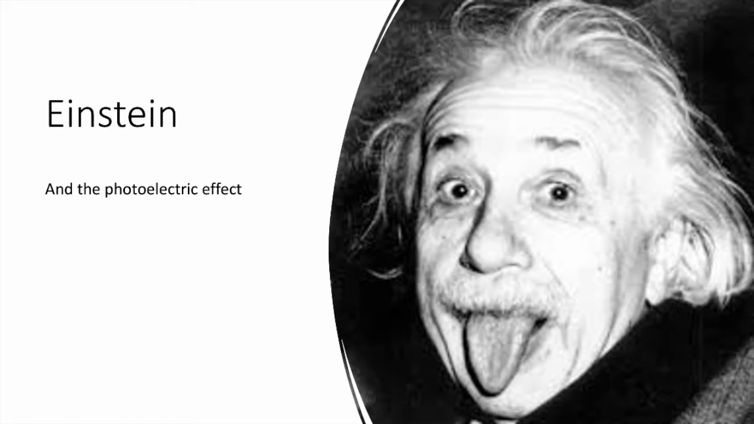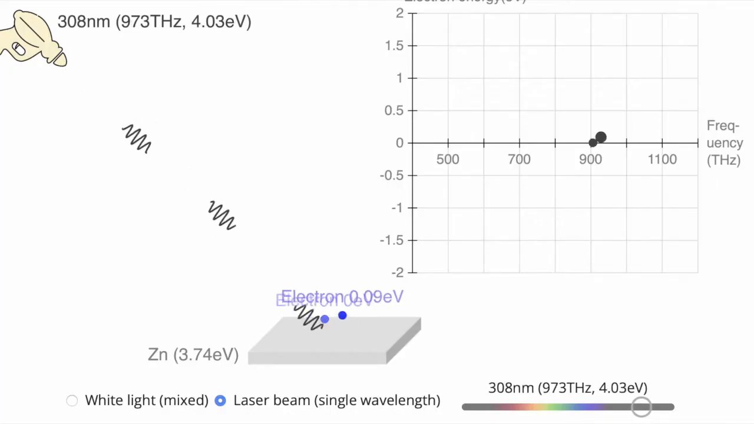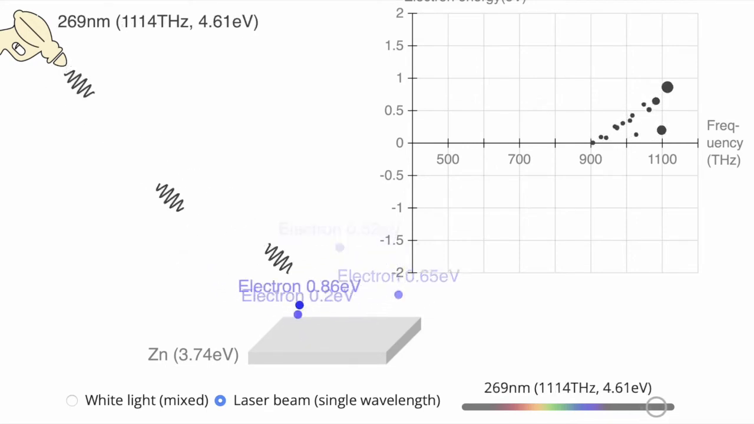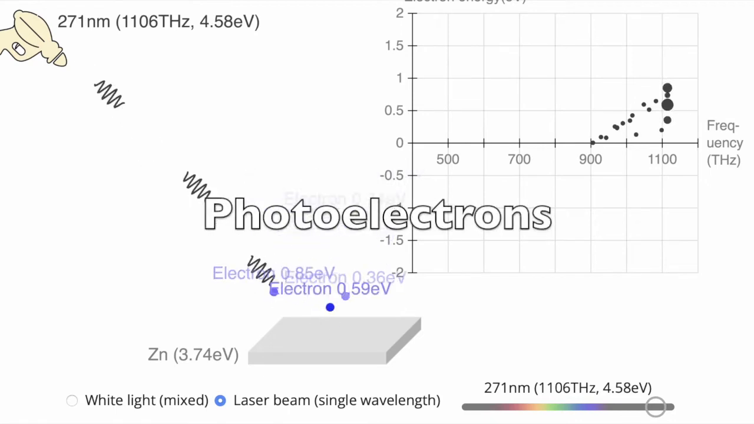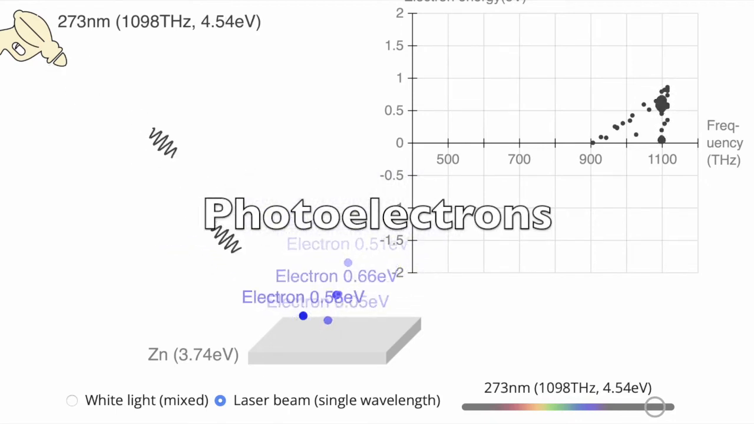Much of his work was based on exploring a phenomenon called the photoelectric effect. The photoelectric effect is a phenomenon in which electrons are emitted from the surface of a metal when light strikes it. The electrons that are ejected are called photoelectrons. These are basically just electrons that are knocked loose from the metal atoms by light.